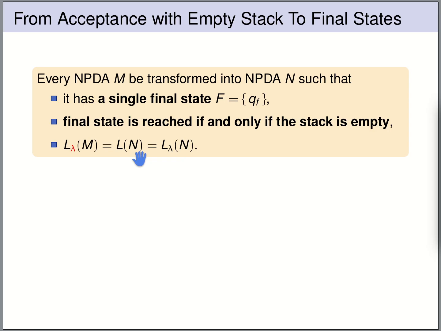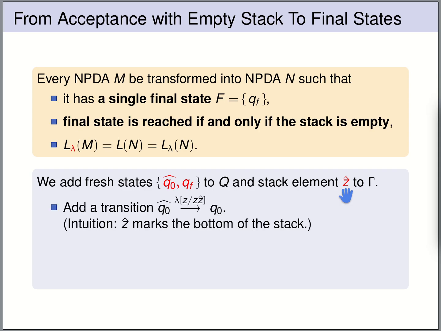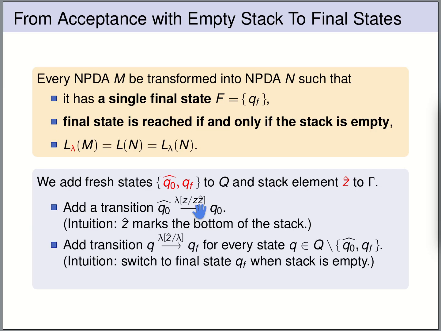So how does this construction work? We start with the old automaton and we add 2 fresh states, Q0 hat and QF, and we add a new element to the stack alphabet, Z hat. Now the first idea is similar to the construction before. We add the transition from Q0 hat to our old starting state Q0, and this transition puts Z hat on the bottom of the stack. So we again have a marker for when the stack is empty.